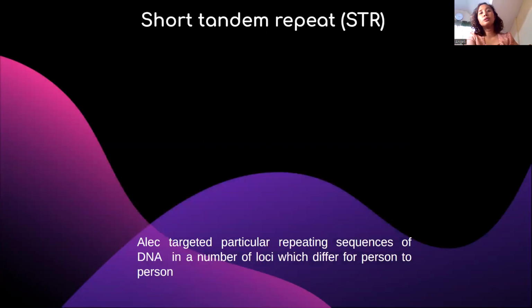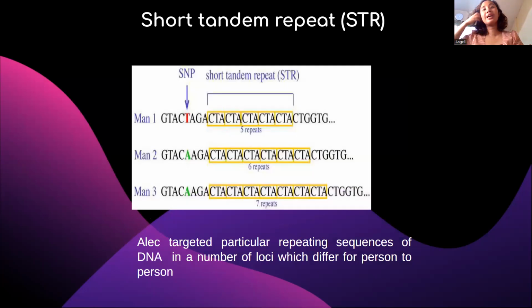Okay? So, what is commonly used, guys, are short tandem repeats, or STRs. So, Alec Jeffreys, guys, targeted these STRs, the repeating sequences of DNA in a number of loci which differ from person to person. I'll give you an example, okay? So we have 3 men, let's say different men, and we don't know who the father of the child is.